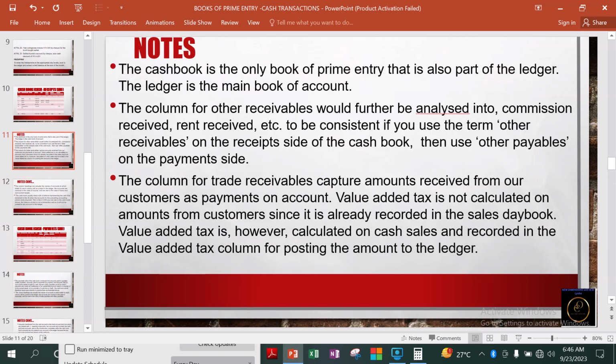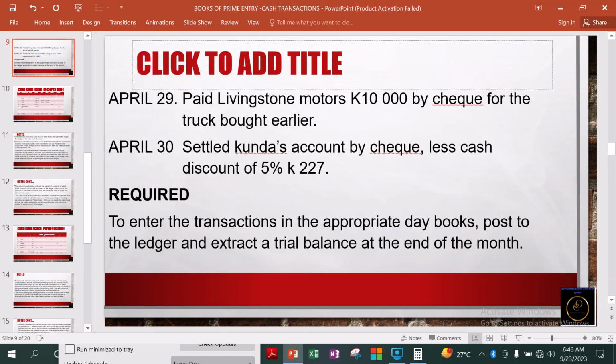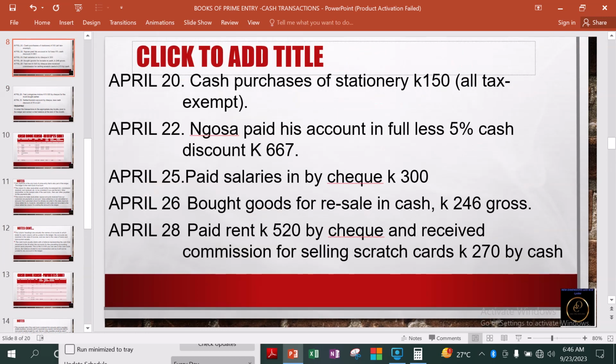The next transaction is on April 22nd, where Ngosa paid his account in full less 5% cash discount. That is 667. So go to Ngosa. He paid his account in full in cash. So the cash book cash receipt side received this amount, and we go there and indicate that.